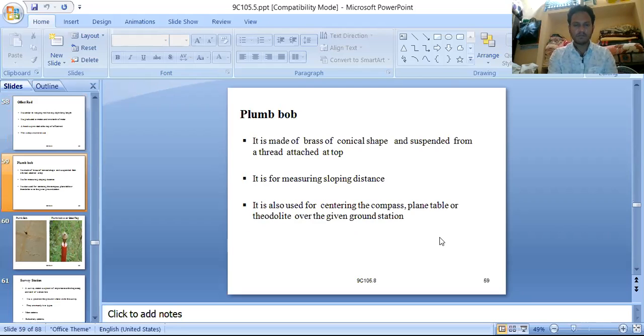We have the plumb bob. It is made of brass, of conical shape, and suspended from a thread attached at the top. It is for measuring sloping distances. It is also used for centering the compass, plane table, or theodolite over the given ground stations. At the place where we have to measure sloping distance, we will use this plumb bob for checking the verticality of the chain.